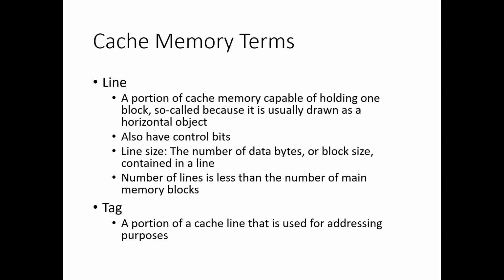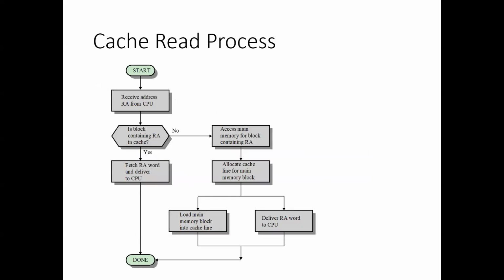So the term line size refers to the number of data bytes, or block size, contained in a line. It can be as small as 32 bits, with each word being a single byte. In this case, the line size is 4 bytes when we're looking at the example in the book. And then the tag is a portion that is used for addressing purposes.